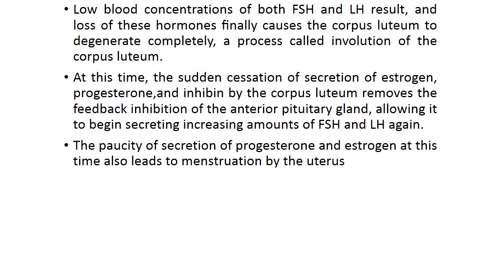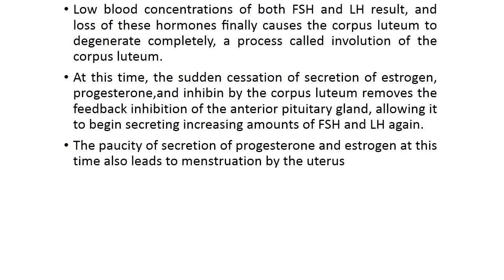At this time, the sudden cessation of secretion of estrogen, progesterone and inhibin by the corpus luteum removes the feedback inhibition of the anterior pituitary gland. After ovulation, there is a decline in production of LH, luteinizing hormone, as well as FSH. This is because of feedback inhibition of the anterior pituitary gland.